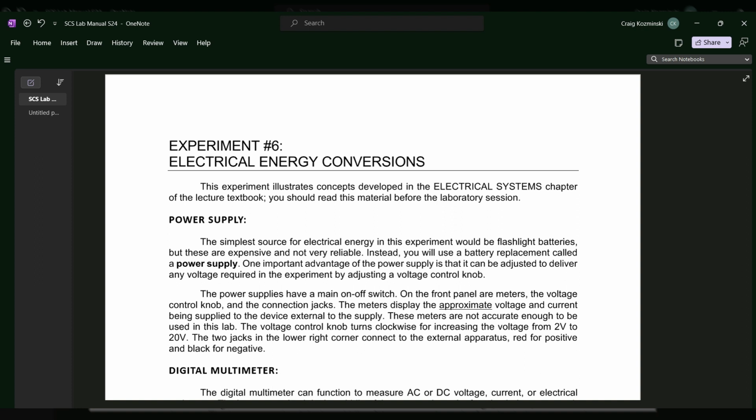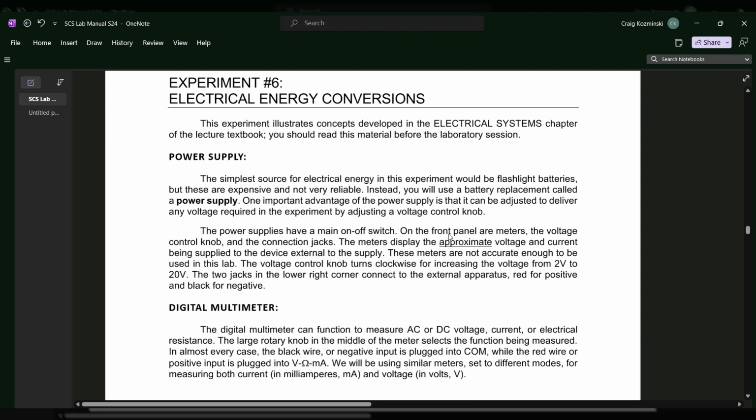Now, for this week's experiment, experiment number 6, we will be looking at electrical energy conversions. And this is hopefully something that you've begun to review by this point. In this week's experiment, we have some new tools or instruments that we will be using in the lab. So first off, we will be using a power supply. And a power supply, as written in the lab introduction, is simply going to be the source of our electrical energy. And we'll be able to manipulate the power supply to approximate a certain number of volts that we are supplying to the system during our experiments.